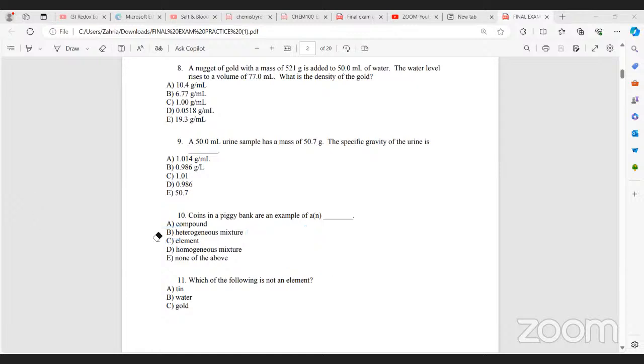All right, next problem. Which of the following is not an element? Okay, not an element. So let me scroll the screen up so you all can see that.